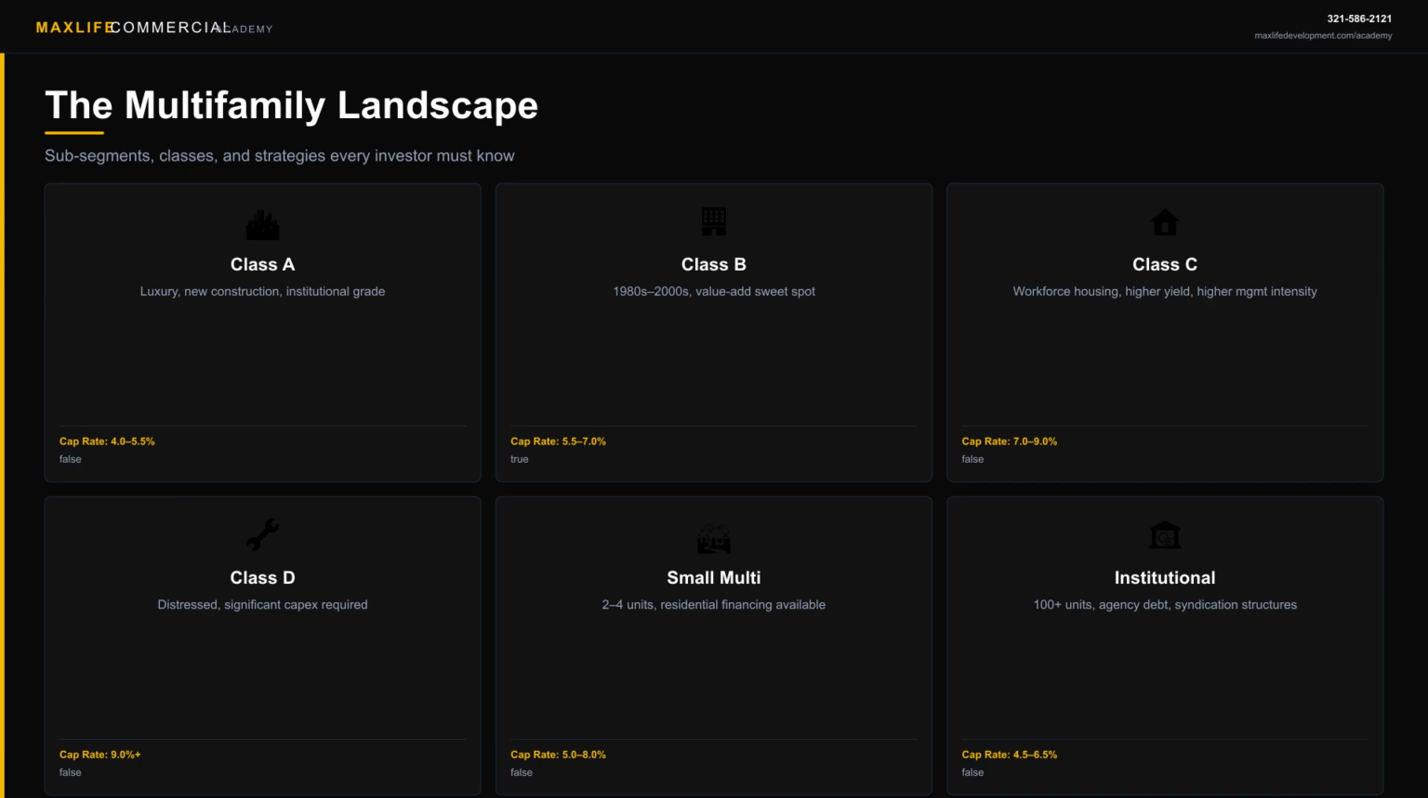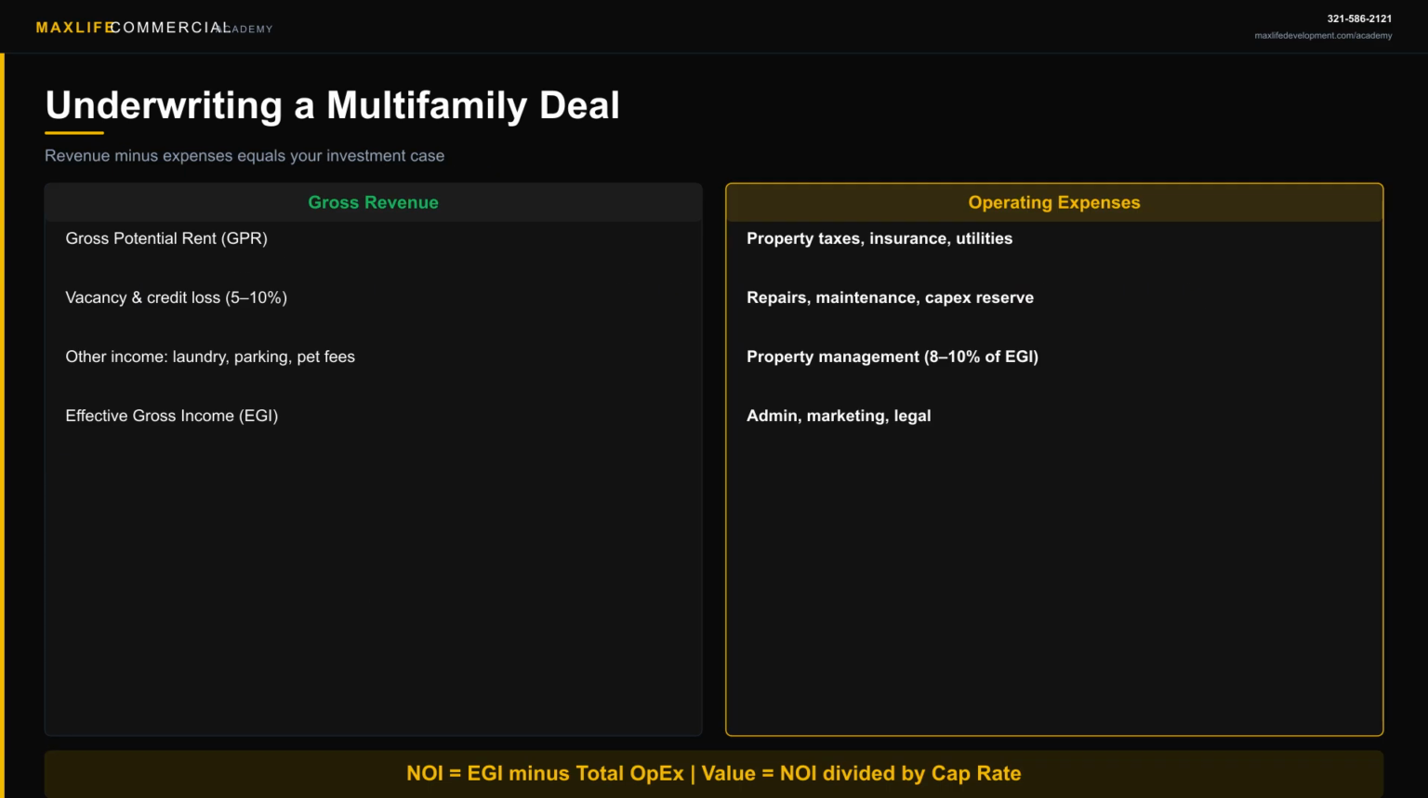Underwriting a multifamily deal is fundamentally about two things: what the property earns and what it costs to operate. On the revenue side, you start with gross potential rent, what the property would earn if every unit were occupied at current market rents. From there, you subtract vacancy and credit loss. For a stabilized property in a healthy market, 5 to 7% is typical. Add back any ancillary income, laundry facilities, parking, pet fees, storage units, and you arrive at effective gross income.